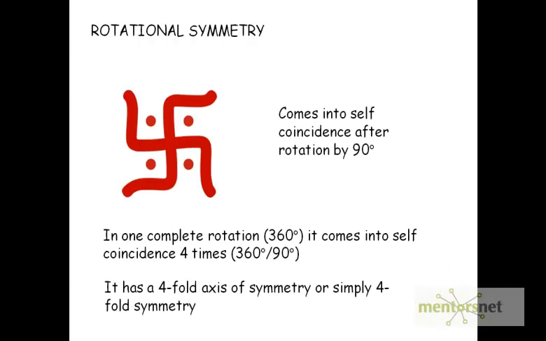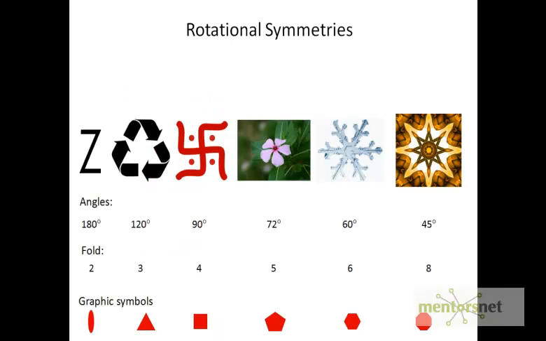Now this interesting swastika comes into self-coincidence if it is rotated by 90 degrees about an axis passing through its center. In one complete rotation, it will come into self-coincidence 4 times. We say that it has 4-fold axis of symmetry, or simply a 4-fold symmetry. Atomic arrangements in crystals also have these kinds of symmetry.